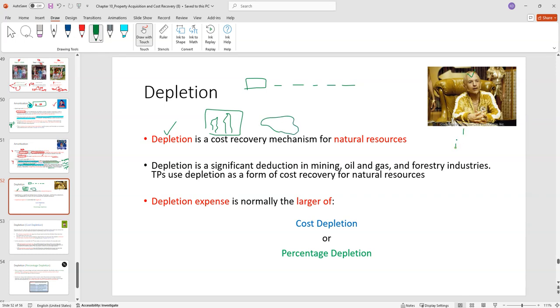Like, I love gold. Say Goldmember buys a gold mine. This is a business thing. You do not get to immediately expense this up front. Instead, you have to spread the cost out over time, recover it over time. There are 2 ways you can calculate it: cost depletion or percentage depletion. Both are just a little bit of math.